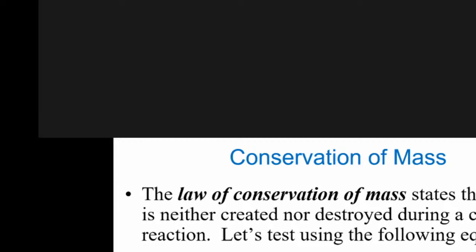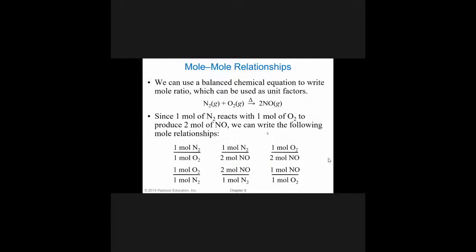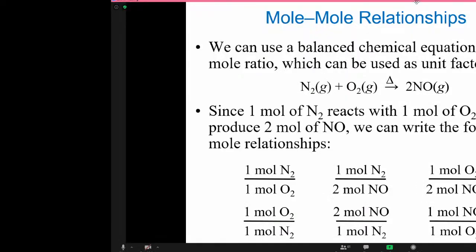All right, moving right on, we said we can use a balanced chemical equation to write mole ratios, which can be used as unit factors. The mole ratio can turn into unit factors. The unit factors are fractions, numerator over denominator. Unit factor, remember when we're solving the problem? In the 3-step problem, step number 3 is the unit factor. So therefore, here we go.